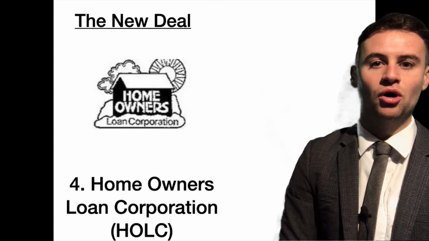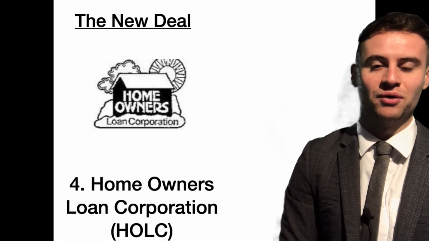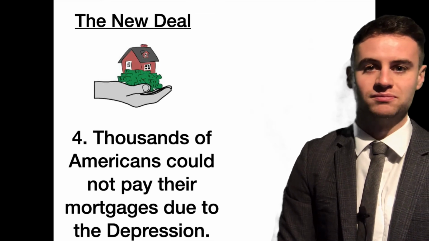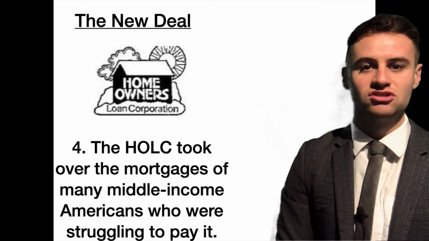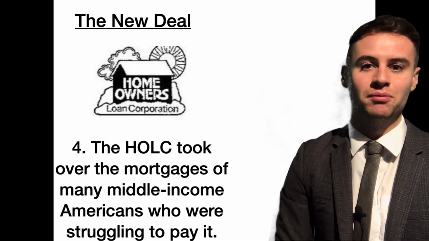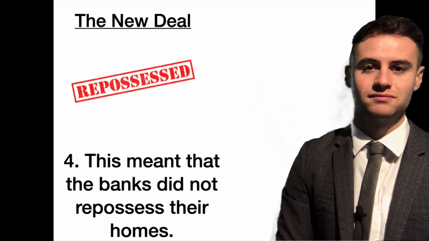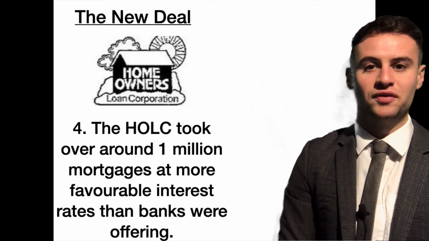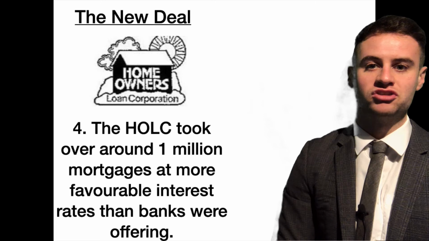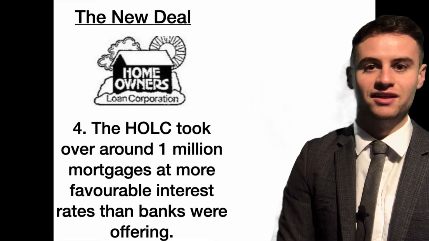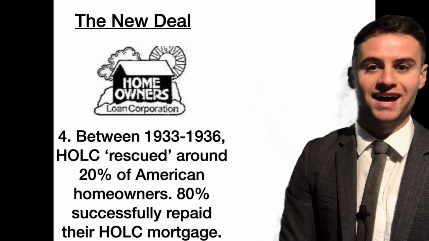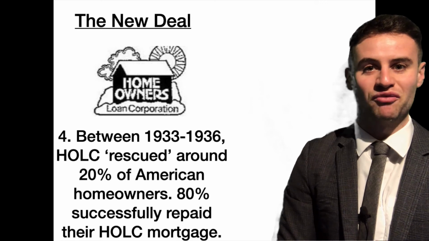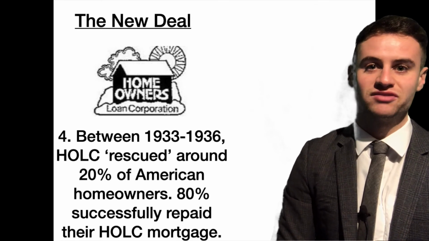And four, the Home Owners Loan Corporation, known as the HOLC. So thousands of Americans could not pay their mortgages due to the Depression. The HOLC took over the mortgages of many middle-income Americans who were struggling to pay. This meant that the banks did not repossess their homes. So the HOLC took over around 1 million mortgages at more favourable interest rates than banks were offering. And between 1933 and 1936, the HOLC rescued about 20% of American homeowners, and 80% successfully repaid their mortgage.